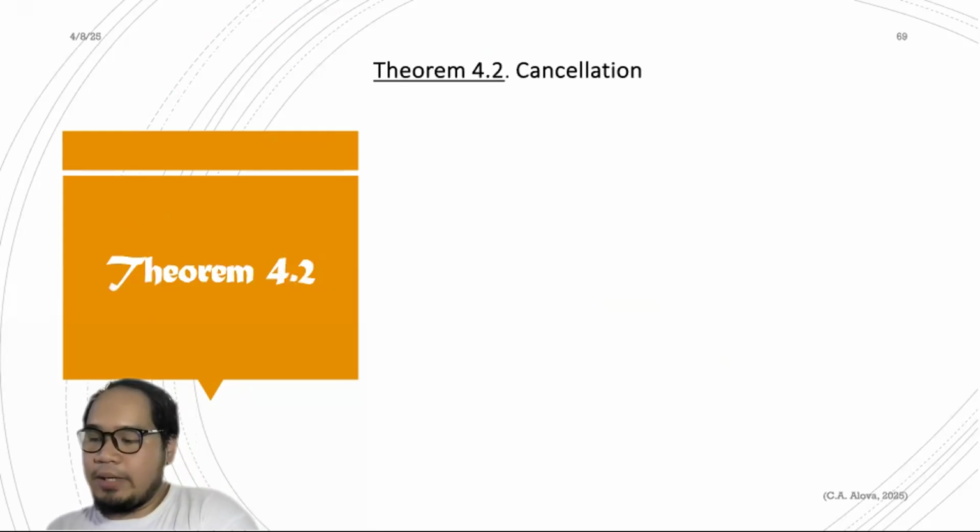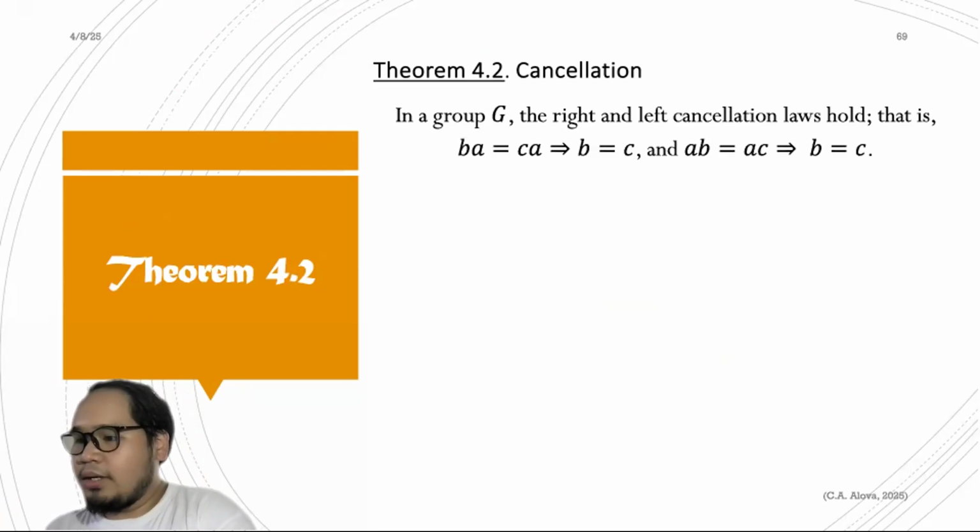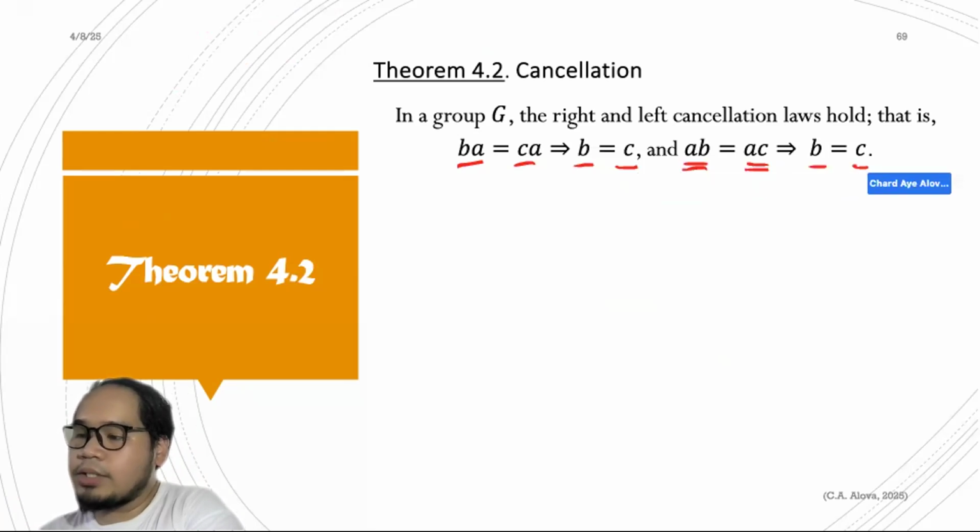We cannot simply cancel elements or arguments in groups. But let's read this. In a group G, the right and left cancellation laws hold. So that is B times A equals C times A, which implies that B equals C. And similarly, AB equals AC implies that B equals C.